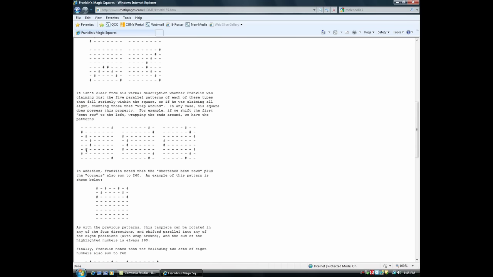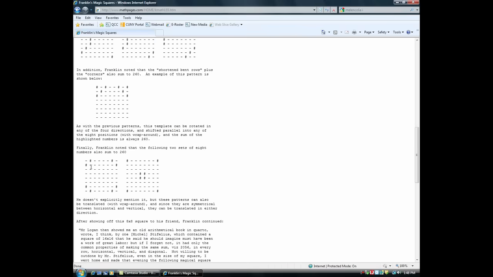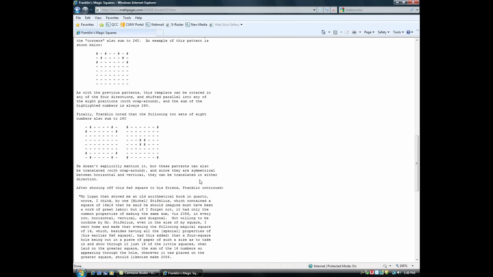This and the two corners are 260. This and this is this. You see these arrows. These two corners are 260. These four corners are 260. The four corners and the four middle ones are 260. Yes. Did Franklin know that? Yeah, he knew this.